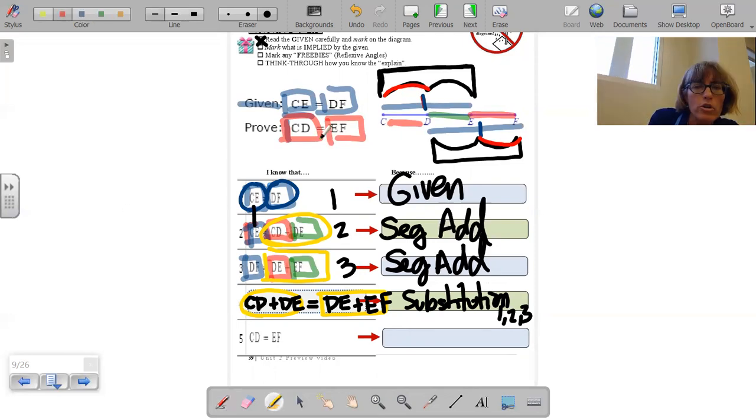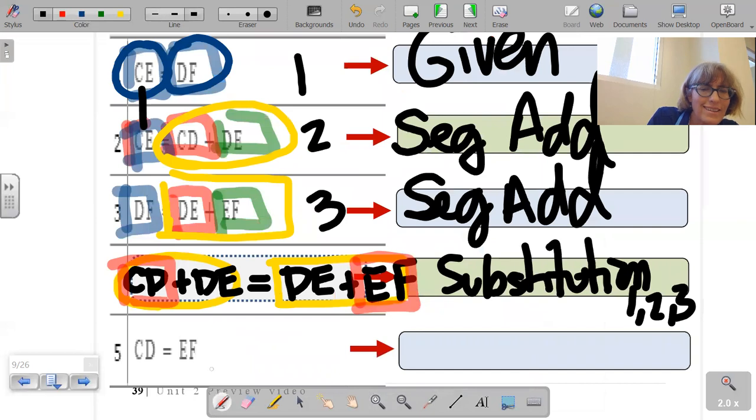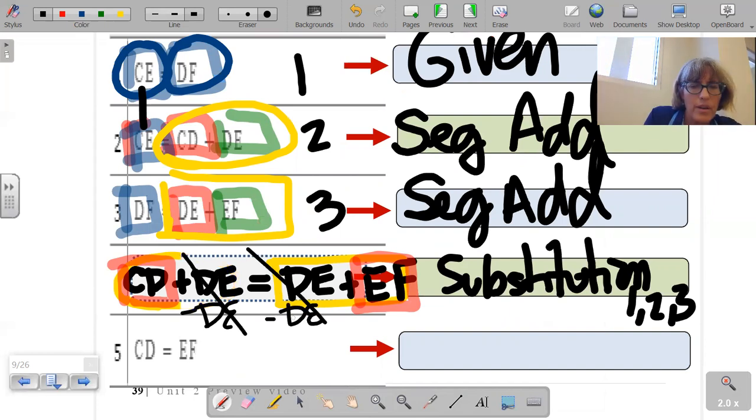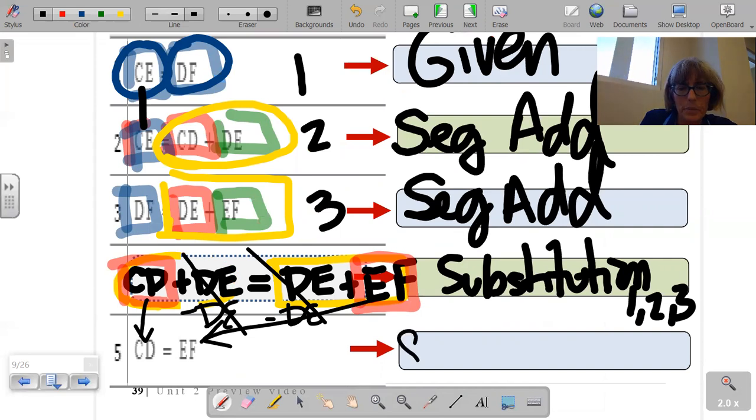Always keep track of what you're trying to connect. I'm trying to connect CD and EF. Let's get real close. Notice DE's on both sides now, so I can subtract. You can only subtract when it's the same thing. So that's why we wanted to get the same thing on both sides. Minus DE. And when you do that, lo and behold, CD equals EF. What is that called?